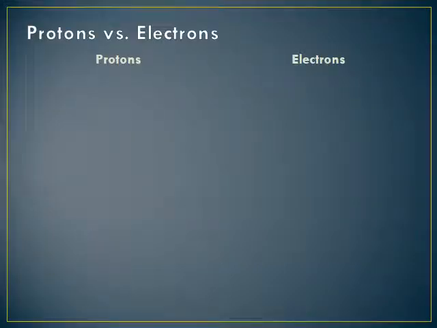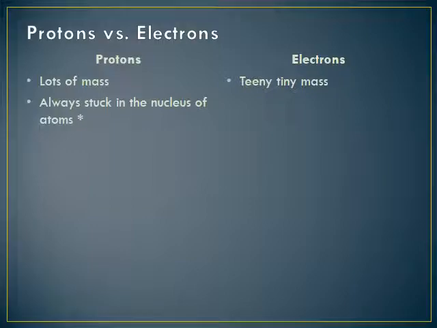The 2 subatomic particles that we're going to be looking at mostly in this class are protons and electrons. We'll save neutrons for another level of physics. And this is a little bit of a table to help you compare and contrast some of the properties of protons and electrons. Protons have a lot of mass. They are relatively large compared to electrons, which only have a teeny tiny mass, almost 0, but not quite 0. Protons are always stuck in the nucleus of the atom, while electrons are orbiting freely around the nucleus of an atom. You'll notice a little asterisk there in the protons column.